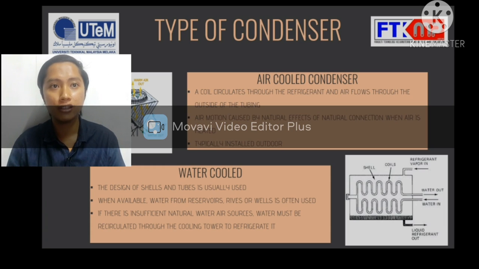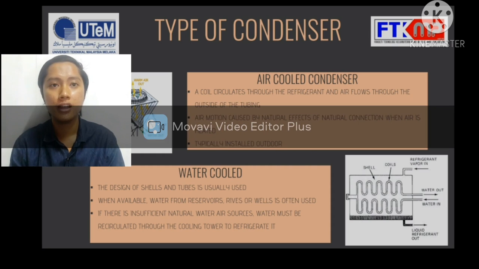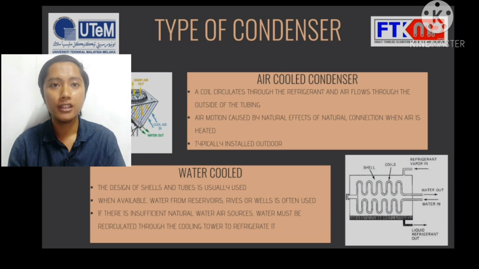For advantages of the water-cooled condenser, it has high thermal conductivity of water. It has high specific heat of water. The water-cooled condenser requires less flow rate, and has a high heat transfer coefficient and high coefficient of performance. For disadvantages of the water-cooled condenser, it has large installation and maintenance costs. A pump is required for water circulation. It has large energy consumption.